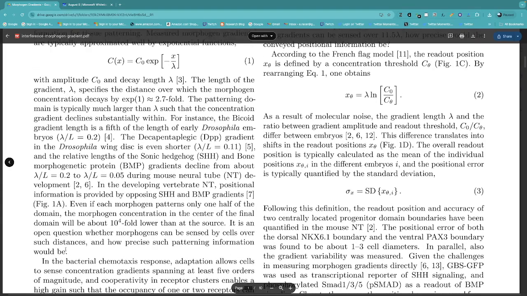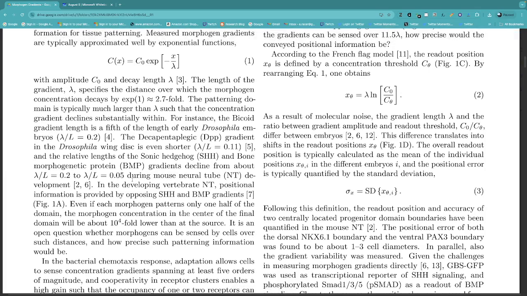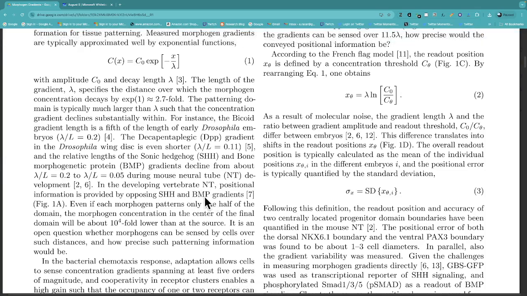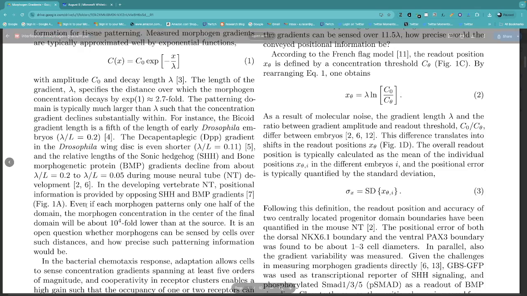So you can see that there's variation in these gradients, and they kind of serve the needs of what's going on in the embryo. So this is kind of getting into maybe more of the math of it from the other paper, where he was speculating about the size and robustness of these gradients. In the developing vertebrate neural tube, positional information is provided by opposing sonic hedgehog and bone morphogenetic protein gradients. So this is where there is this interference region, and how this kind of is triangulated from these different gradients.